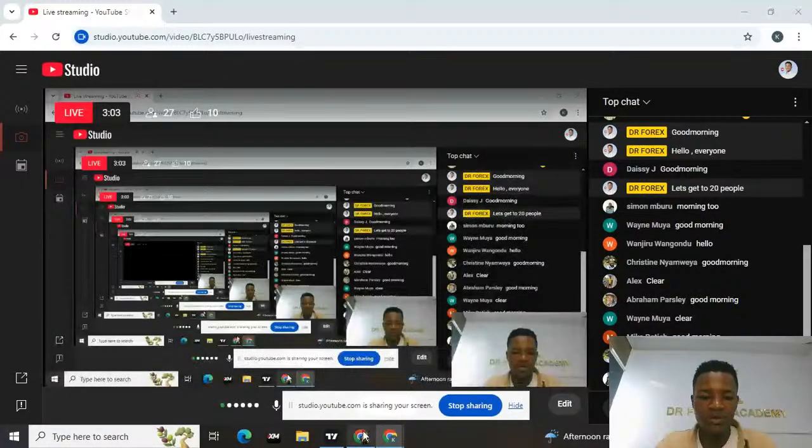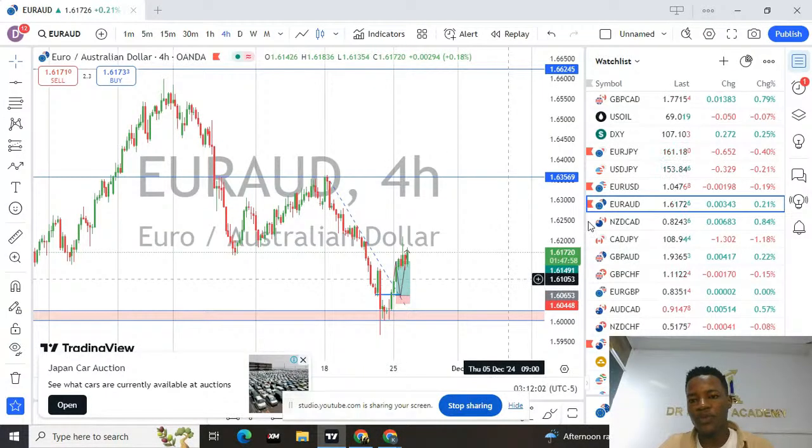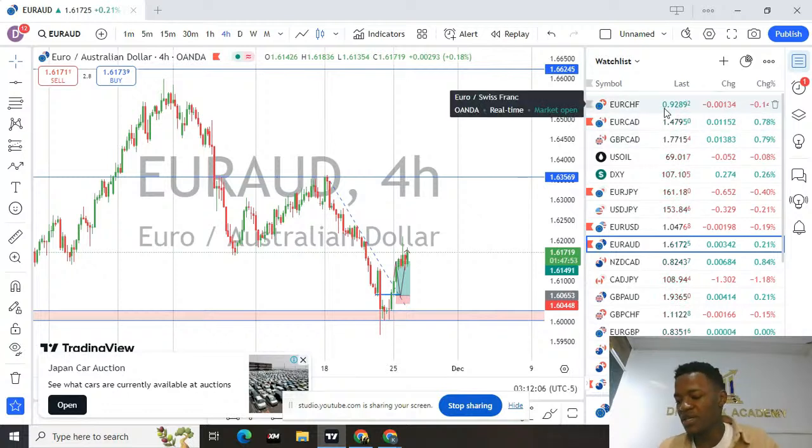So I'm sharing the screen and then we can go through and see what we have for today, which pair we are looking forward to. I'll start with the pairs that we were looking for yesterday, and then we see how many pairs materialized, because yesterday we had more than 4 pairs which we were looking forward to trade. But now we are going to look at which pair materialized from yesterday.